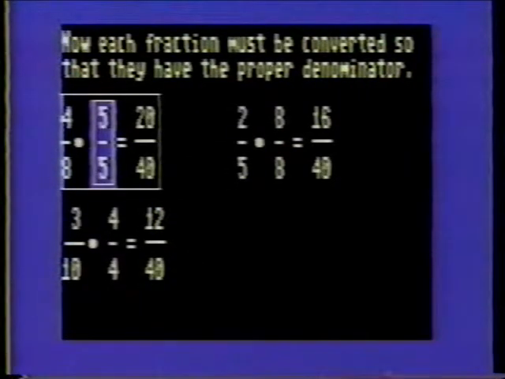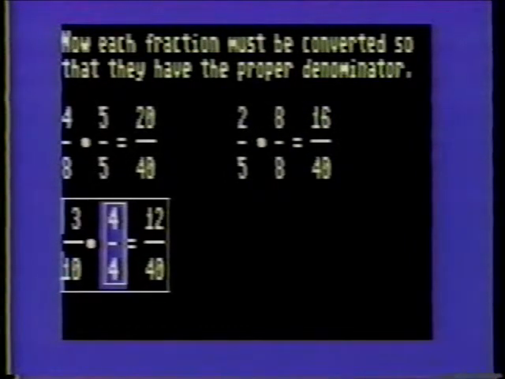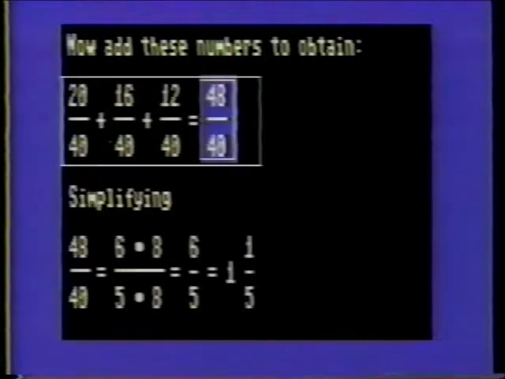Now each fraction must be converted so that they have the proper denominator. 4 times 5 is 20, and 8 times 5 is 40. The component is now 20 over 40. 2 times 8 is 16. 5 times 8 is 40. The component is now 16 over 40. 3 times 4 is 12, and 10 times 4 is 40. The new rational number is 12 over 40.